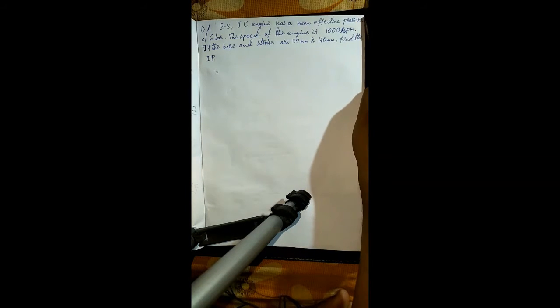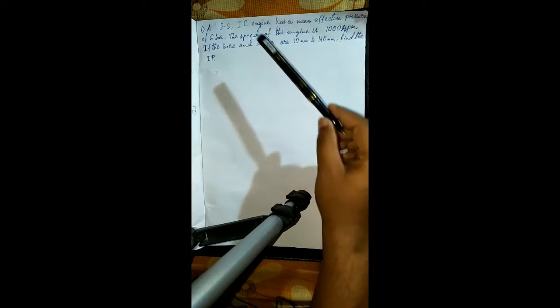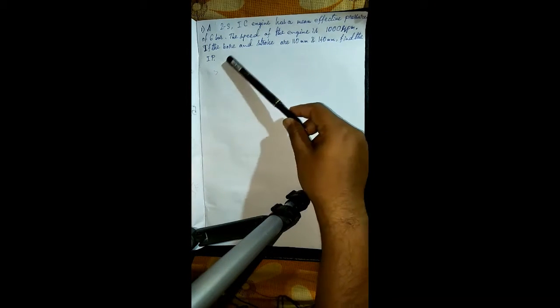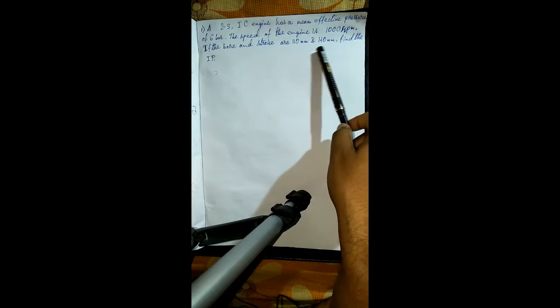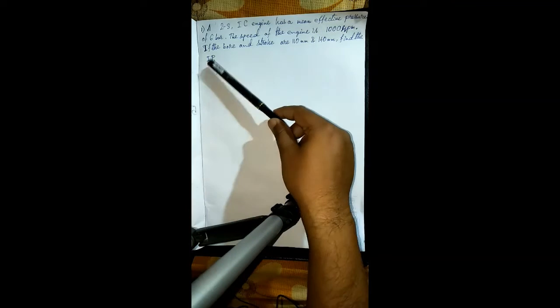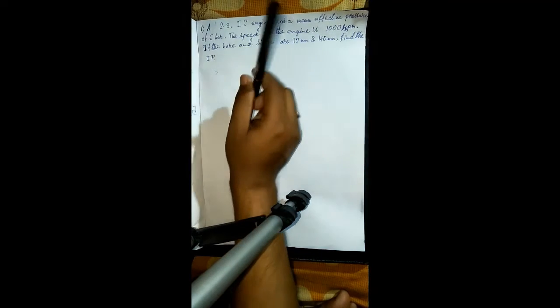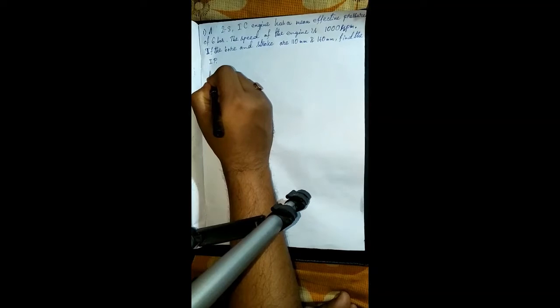Okay, this is a numerical on indicated power. It says that a two-stroke IC engine has a mean effective pressure of 6 bar and the speed of the engine is 1000 rpm. If the bore and stroke are 110 mm and 140 mm, find the IP, that means the indicated power.